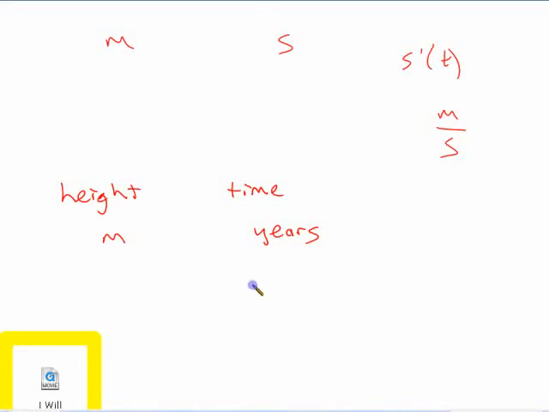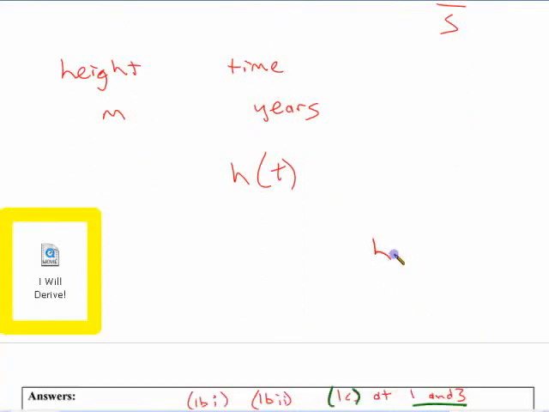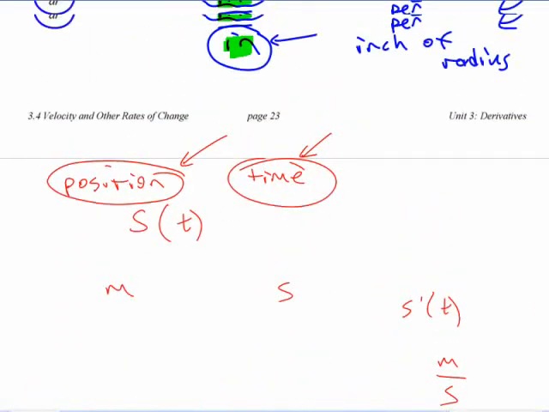If you wrote this as h of t, h is a function of t, what would the derivative give you? Yeah, it's going to give you meters per year, and that's going to be the rate of growth of that tree, right? The rate that the height is changing as compared to time. The derivative is the rate of change of whatever function you have. All right? Are we okay with that idea?